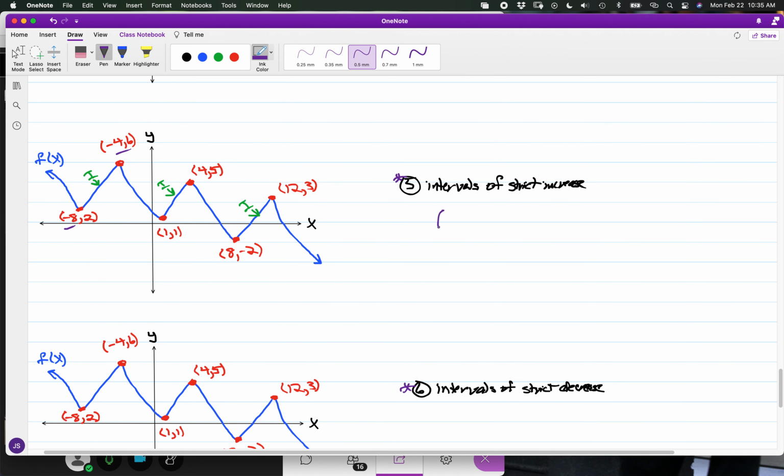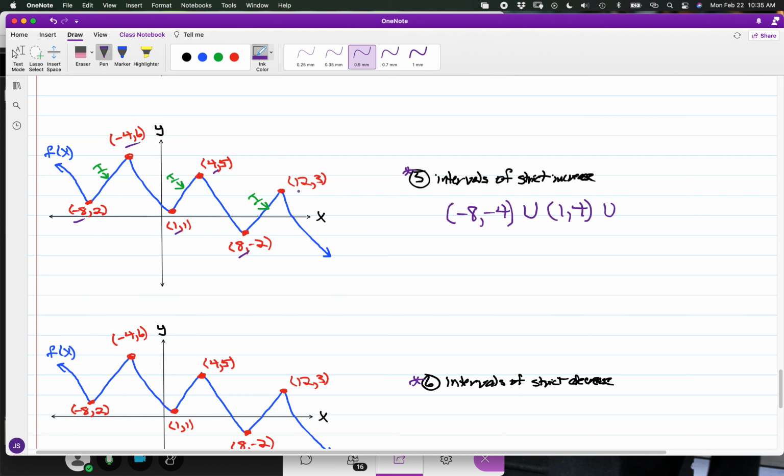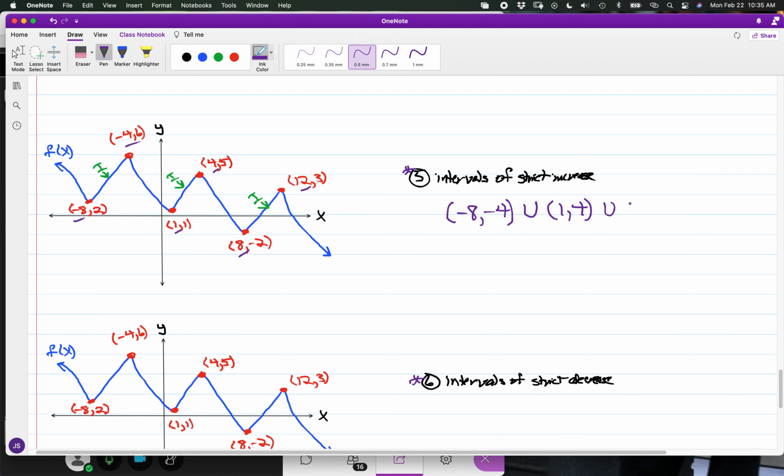Okay, so between -8 and -4. Let's have an increase between, but not including, 1 and 4. And then for the remaining increase, we have between 8 and 12. All right, so we have the first, second, and third strict increases. Okay, and those are going to be the expressions we have in interval notation.